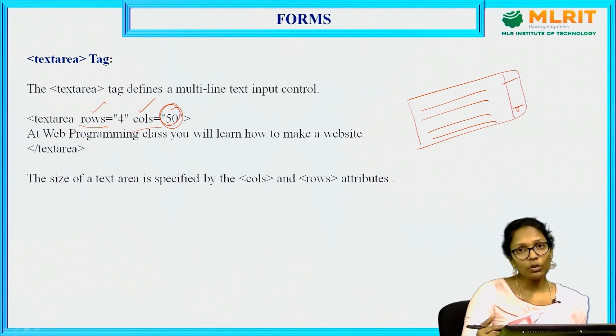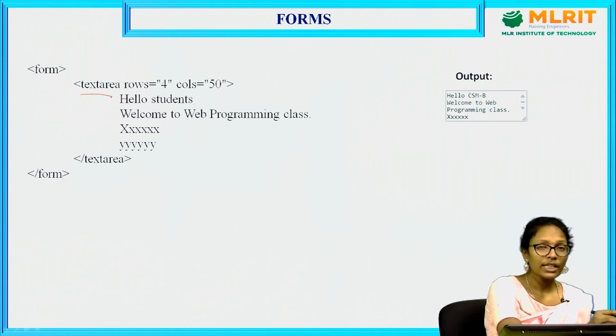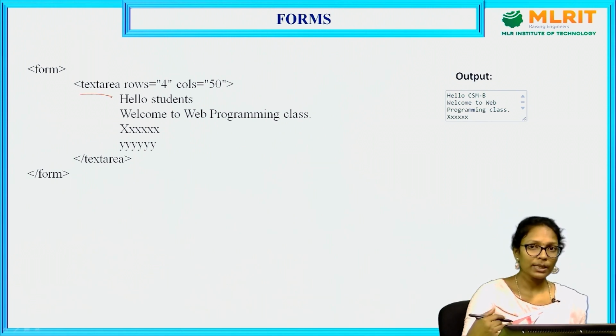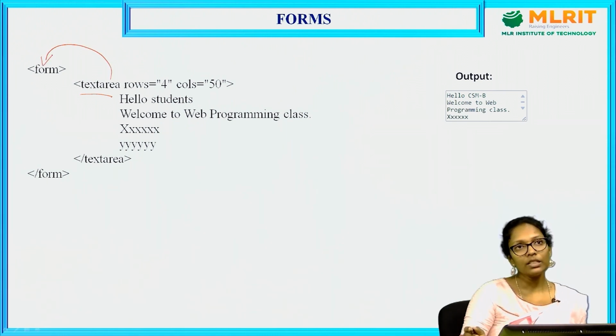So after 4 rows, will it accept the text or not? Yes, it will accept. The 5th row, 6th row and so on, it will accept the content. But the 5th row will not be visible. If you scroll down, then only it will be visible. So this is a simple example for text area. Text area is a sub tag in the form tag, so you need to use this tag within the form tag only.